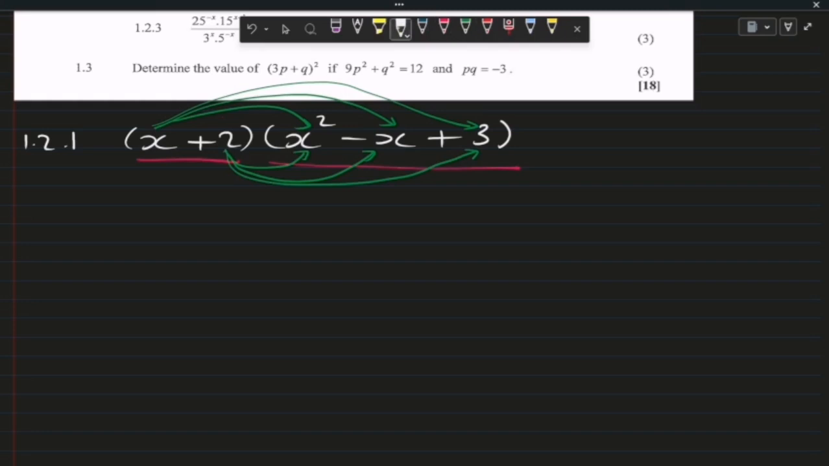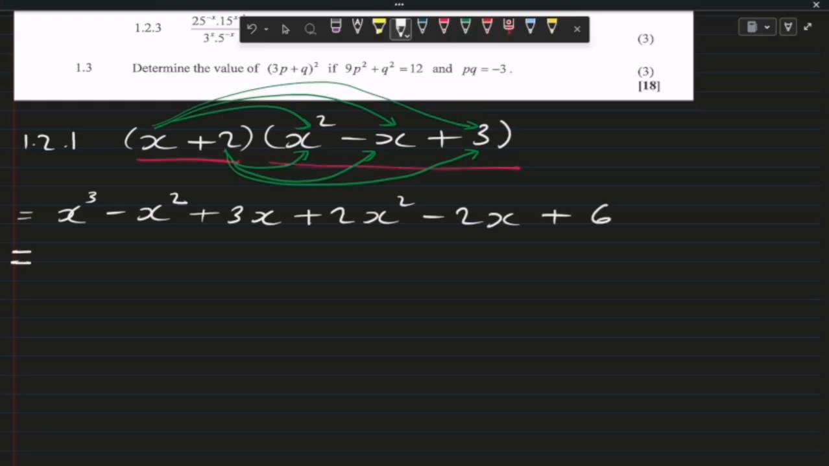So let's do it. X times x squared will give us x to the power of 3. X times minus x will be negative x to the power of 2. X times 3 will be positive 3x. And then we come to the 2. 2 times x squared gives us 2x to the power of 2. 2 times minus x gives us negative 2x. And then 2 times 3 gives us positive 6.